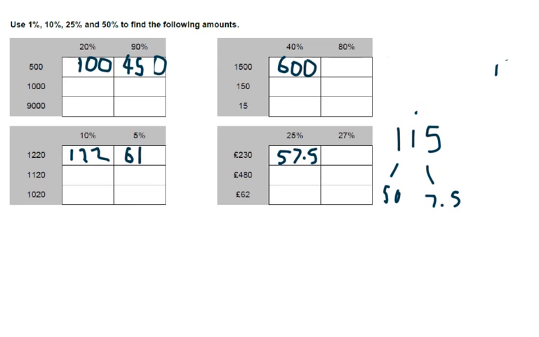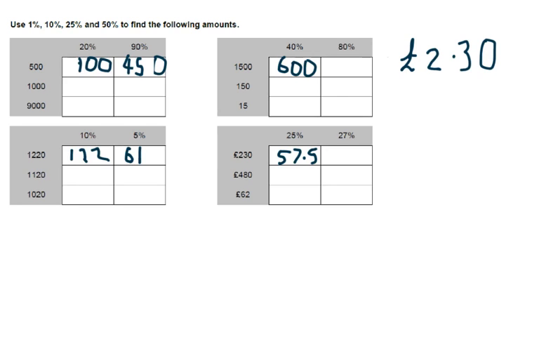How can we use that to work out 27%? Well, 27% is 2 more percent than 25. So I would need to find 1% of 230, and I'd need that twice. 1% of 230 is that. Now, do you remember I said when you work with money, that's the only time you use a zero? There it is. £2.30 is 1%. I need that twice. So that would be £4.60. That's my 2%.